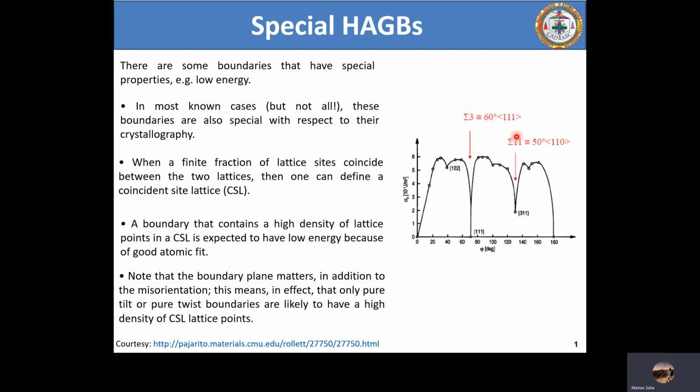But if you are looking at sigma 11, this means that every 11th lattice plane between the two adjoining grains will coincide with each other. So the number of coincident lattice points, or lattice sites rather, for a fixed volume is comparatively much greater in sigma 3, because every third lattice plane is coinciding between the two grains, as compared to sigma 11, where only every 11th lattice plane is coinciding. Because of this, sigma 3 will have a lower grain boundary energy as compared to sigma 11, because sigma 3 will definitely have a much better atomic fit as compared to the sigma 11 boundary.